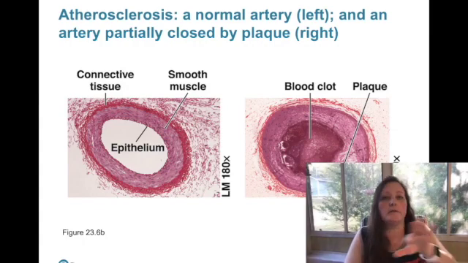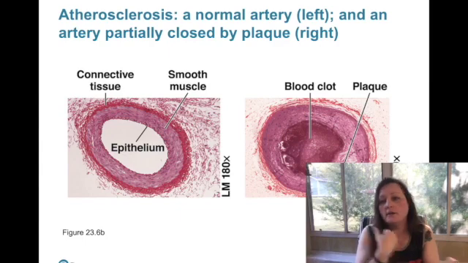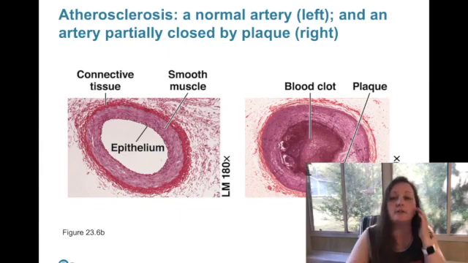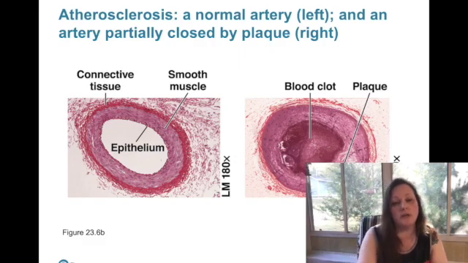Normal artery versus one that's partially blocked. So the poor blood's trying to flow through there, but there's a clot. There's plaque. It's like a traffic jam. And it's like this until suddenly it just knocks it loose. And if you're lucky, it helps break it apart. More often than not, it's going to cause something to happen to your heart or to your brain.